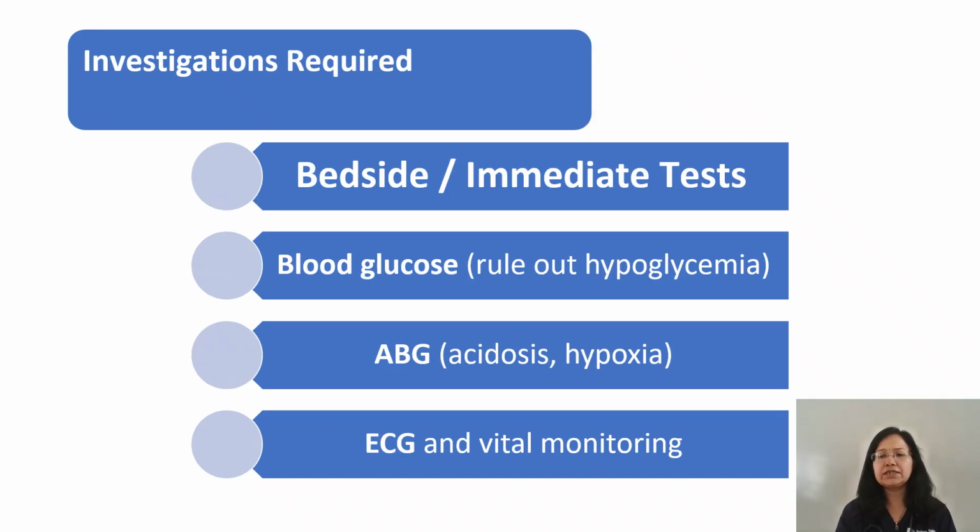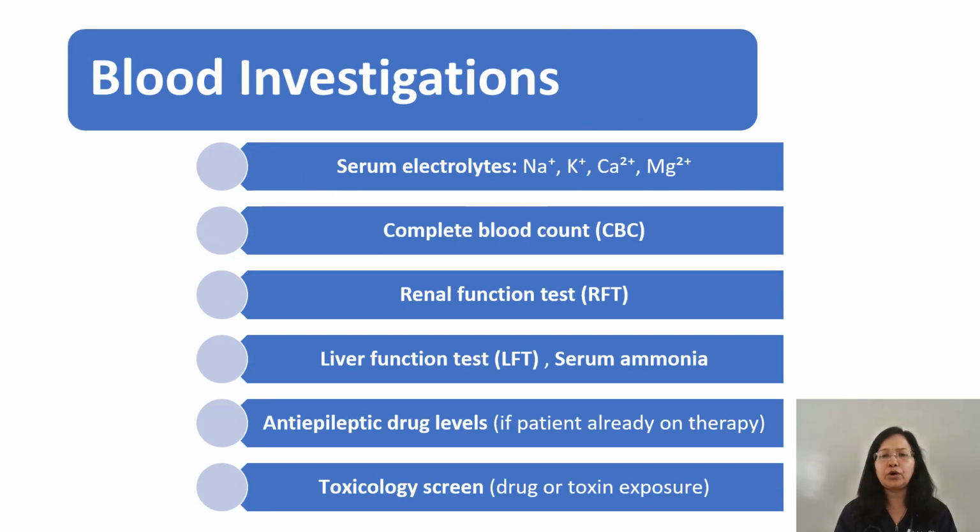So what investigations are required? If your patient is already admitted and you are at the bedside, first you do the blood glucose, so you rule out hypoglycemia, because hypoglycemia can also cause seizure. Next you do the ABG. In the ABG, if you find acidosis or hypoxia, that could be the cause of the seizure. Next is the EEG and vital monitoring.